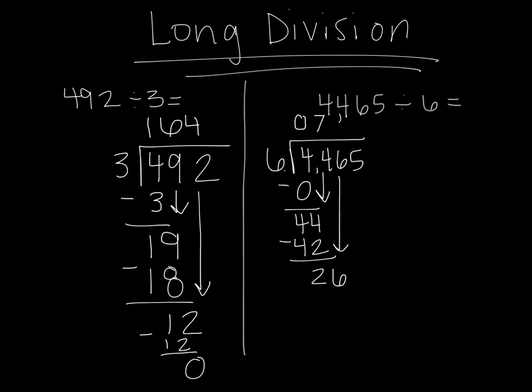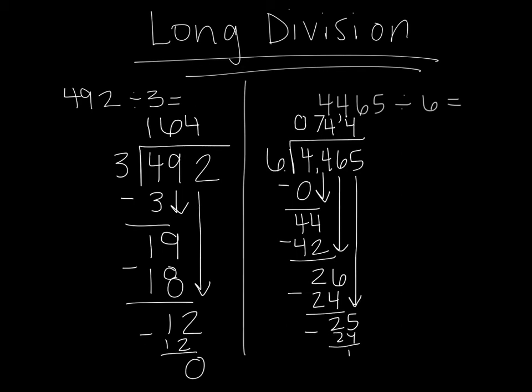I have 26. So I ask myself again, 6 times what number can get me close to or at 26? I know that 6 times 4 gives me 24. 6 times 5 gives me 30, and that's too much. So I'm going to put a 4 up here. 6 times 4 is 24, so I subtract 24. I'm left with 2, and I bring down the 5. So 6 times what number gets me close to or at 25? Once again, I know that 6 times 4 gets me 24, so I can subtract 24.